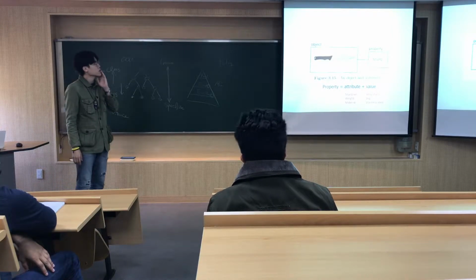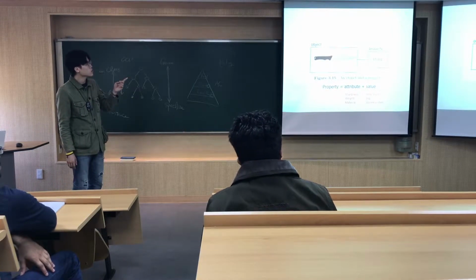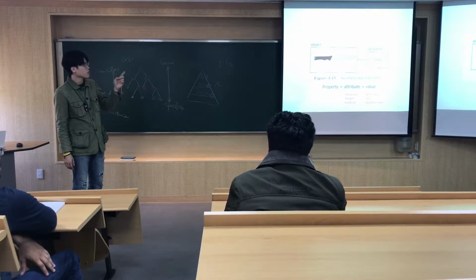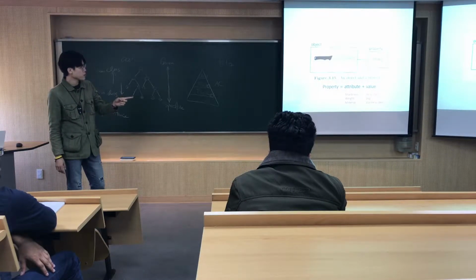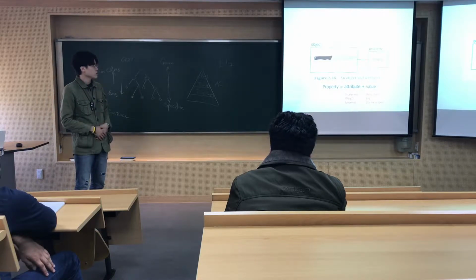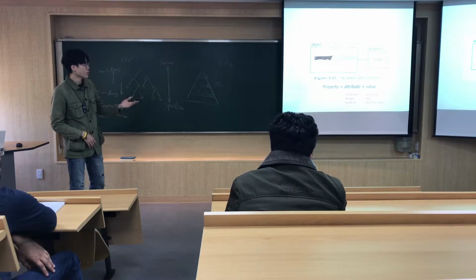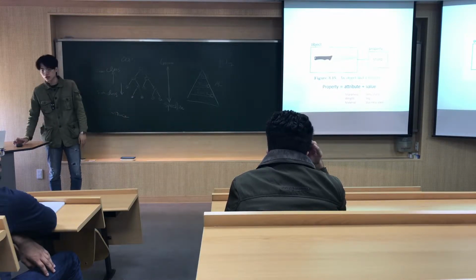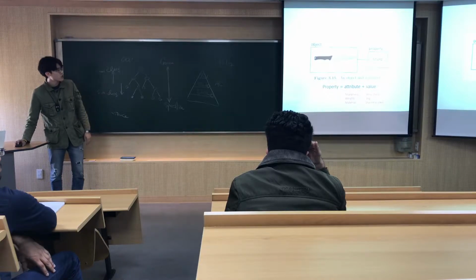So suppose there is a knife here, and as I told you, a property is represented as an attribute and value. If the attribute is sharpness, the value can be very sharp, and if it's weight, it can be 1 kilogram, something like that. So it's attribute and value as a property.